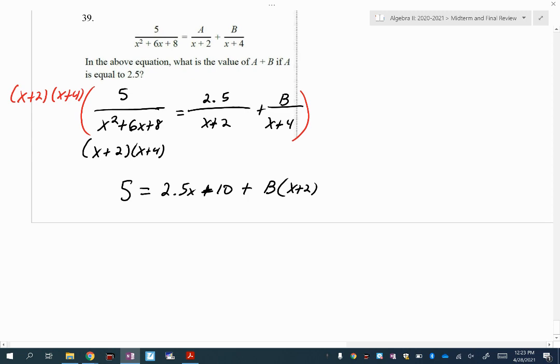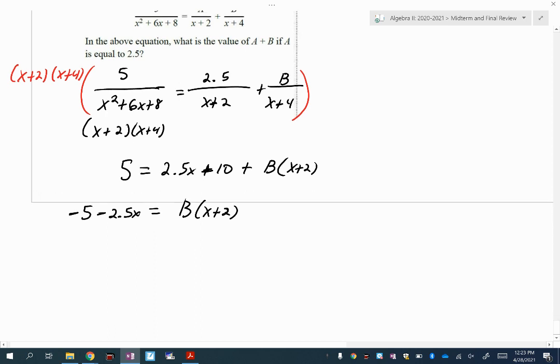So if I isolate for b, if I leave this over here, b times x plus 2 equals, if I leave the 5 and move the 10 with subtraction, you get 5 minus 10, which is negative 5. Move the 2.5x and you get negative 2.5x. And if I factor out negative 2.5, let me write it this way, I think you'll see it easier. So negative 2.5x minus 5. If I factor out negative 2.5, I'm left with x plus 2.